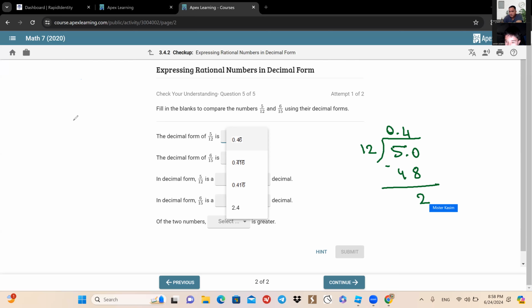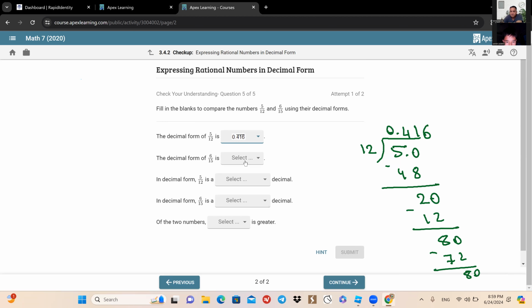Now we can divide 2 by 12, so we need 0 here. 20 divided by 12 is 1. 1 times 12 is 12. So here we have 8. And 80 divided by 12 is 6. 6 times 12 is 72. Again, it is 80, right? So it will be now 4, 1, what is it? 666.